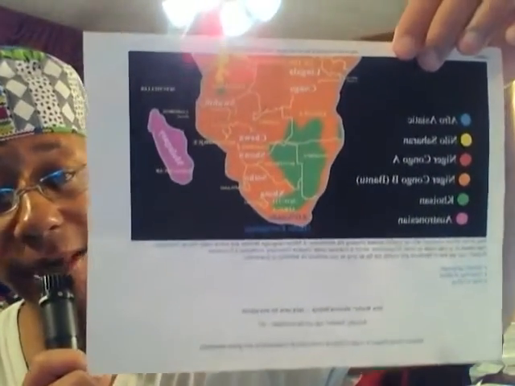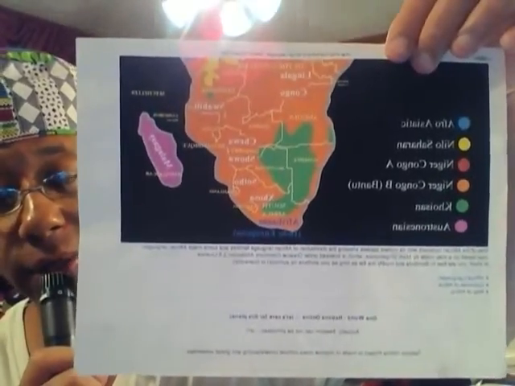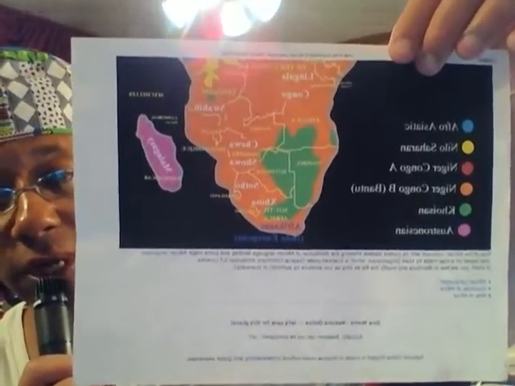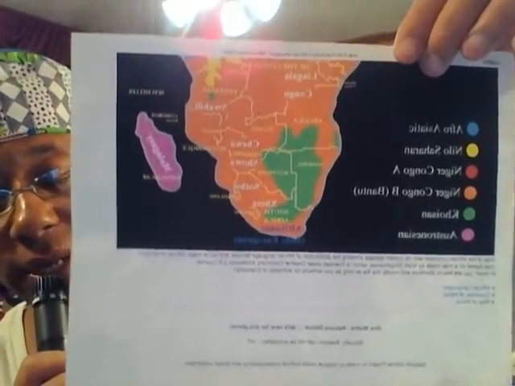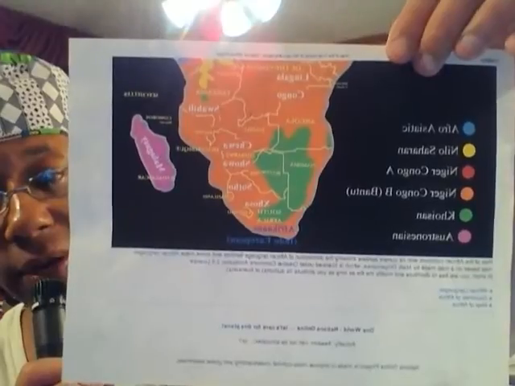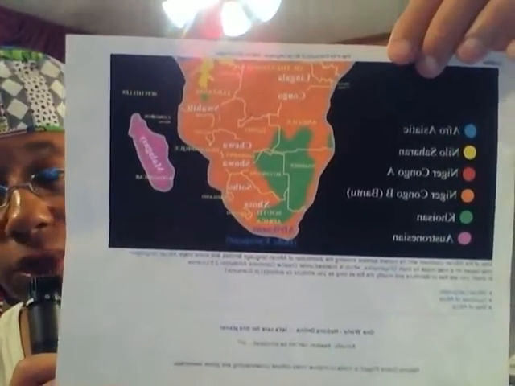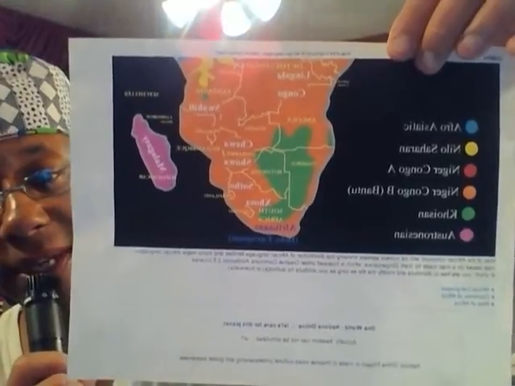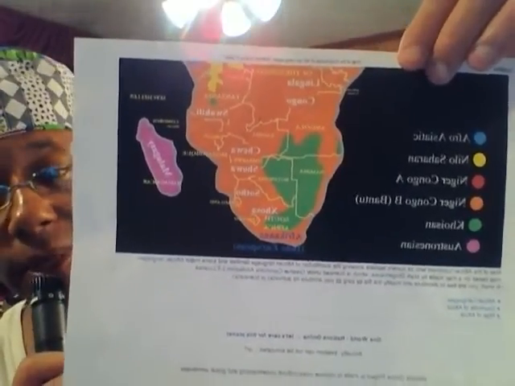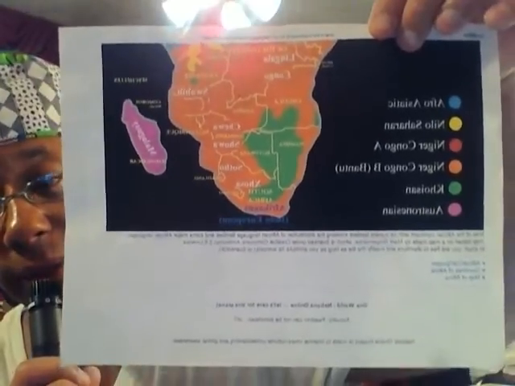Now, as you can see, this is sub-Saharan Africa. Over there to your side, it shows you the color code. The blue color is the Afro-Asiatic. The yellow color represents the Nilo-Saharan. The dark orange color represents the Niger Congo A. The light orange color represents the Niger Congo B, the Bantu.